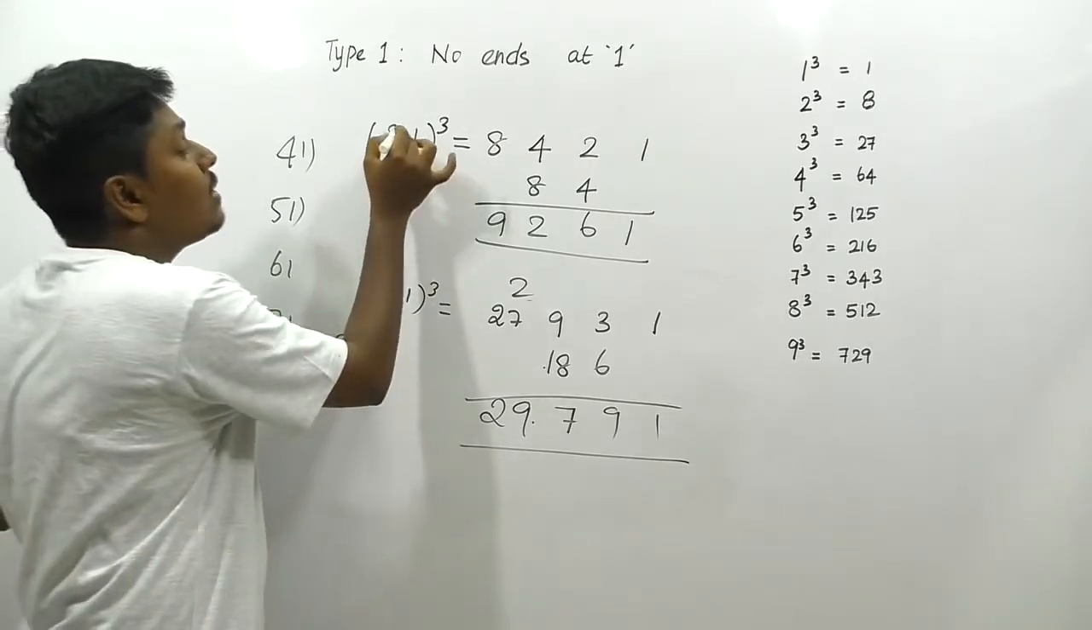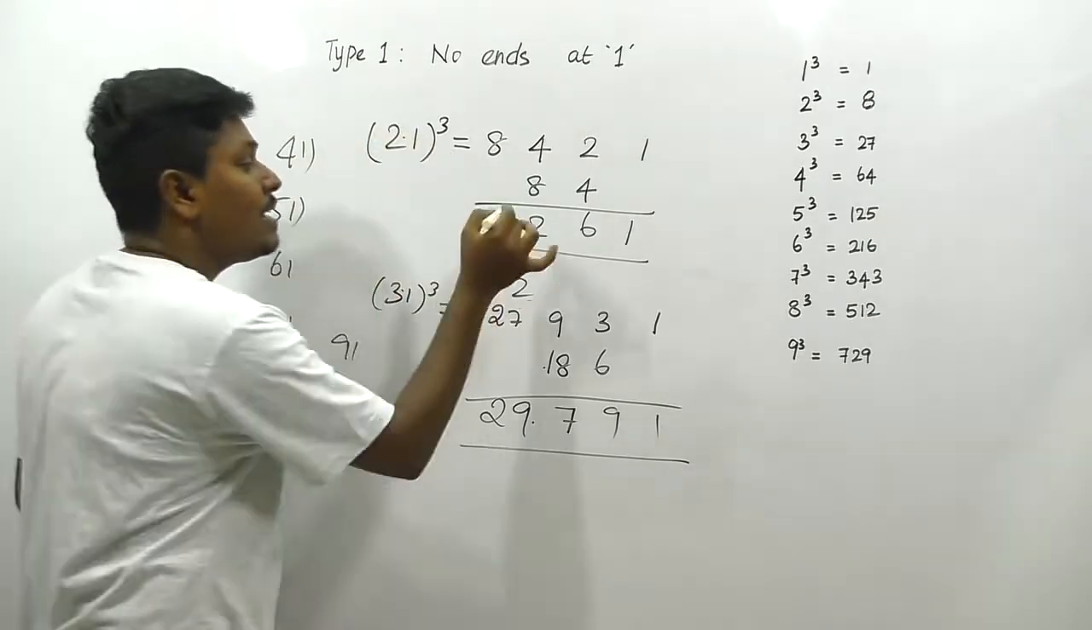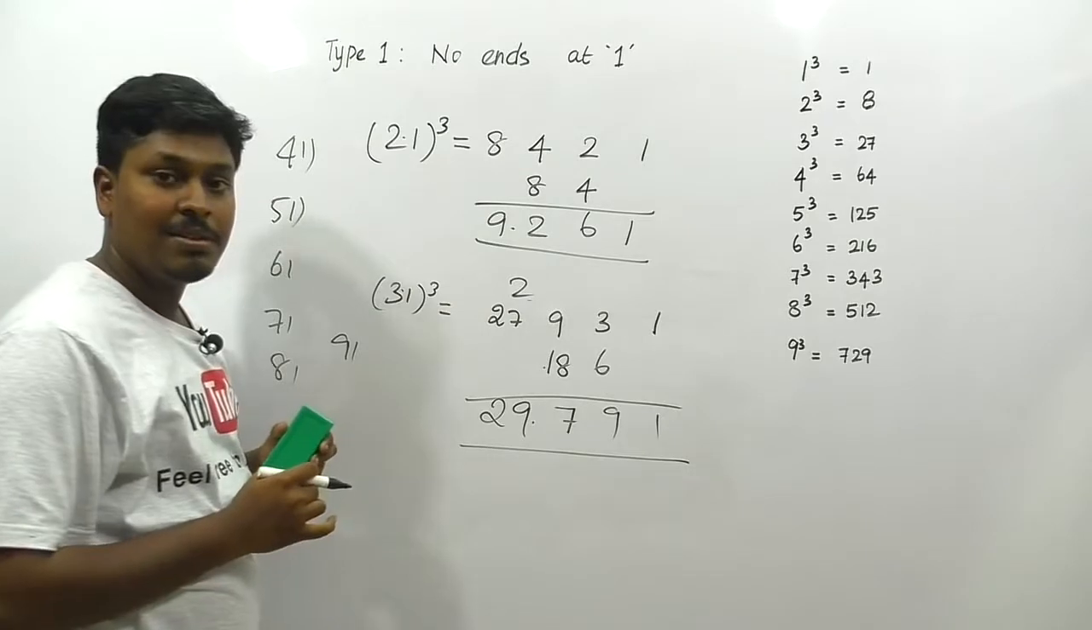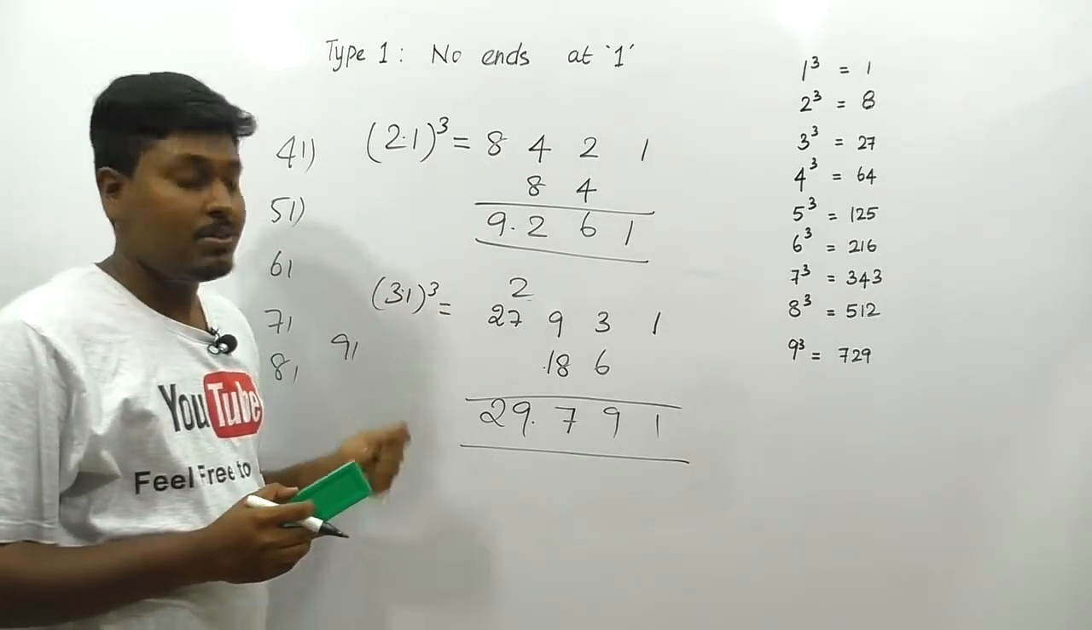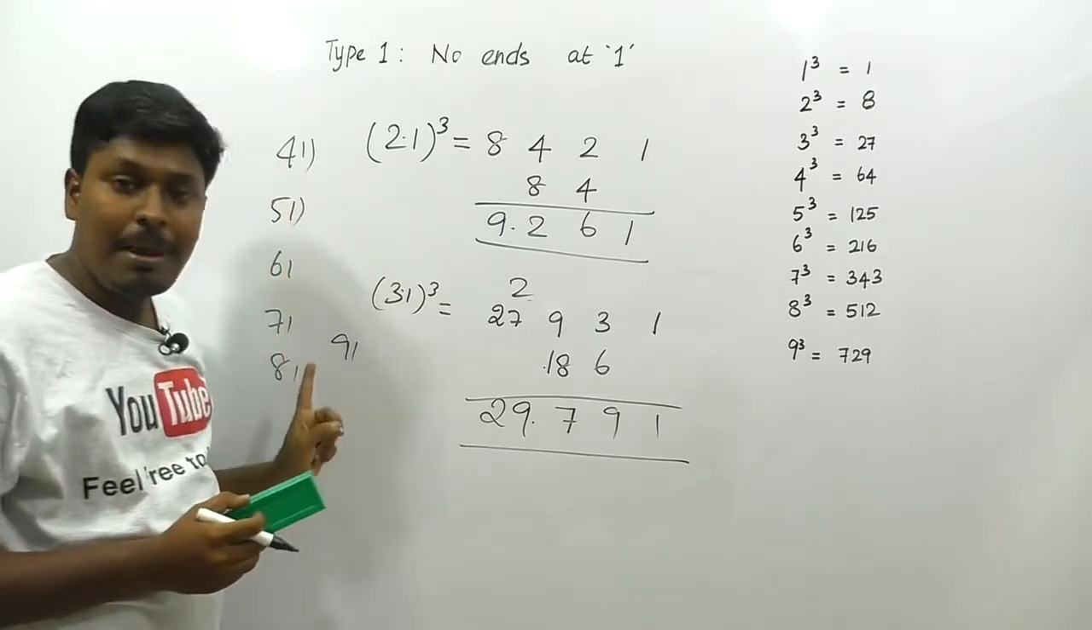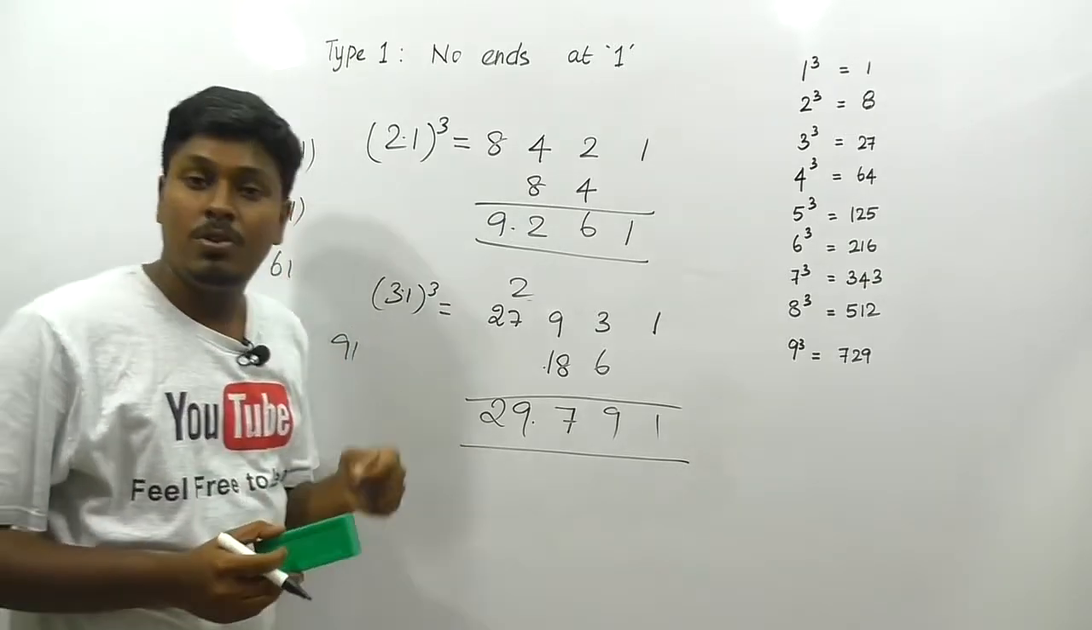If it is, they will be asking what is 2.1 cube, right? The answer will be 9.261. I hope this is one of the easiest methods to cube a number. So just go and practice for all the remaining numbers, right? So we can move on to type number 3.